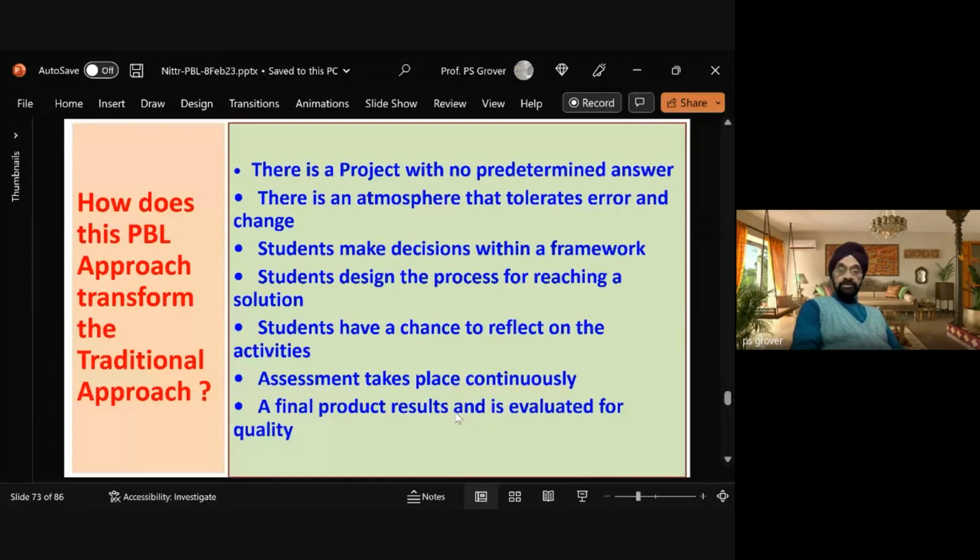Now, how does this PBL approach transform the traditional approach? There is a project with no predetermined answer. There is an atmosphere that tolerates error and change. Students make decisions within a framework. Students design the process for reaching a solution. Students have a chance to reflect on the activities. Assessment takes place continuously. A final product results and is evaluated for quality. PBL will enable us to reorient our traditional approach.